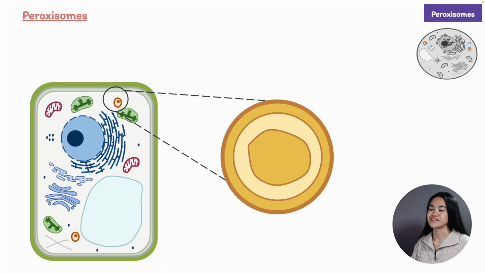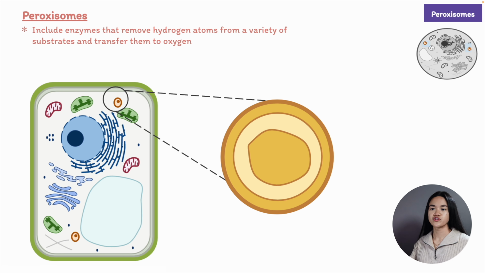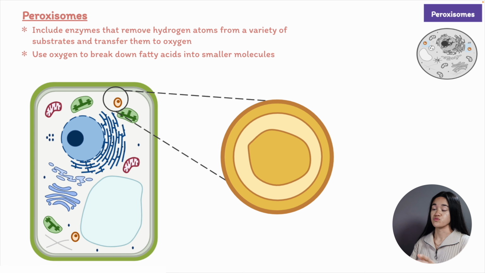The peroxisome is a highly specialized metabolic compartment with a single membrane. Peroxisomes include enzymes that remove hydrogen atoms from a variety of substrates and transfer them to oxygen, producing hydrogen peroxide as a byproduct. This is where the organelle gets its name, because it produces hydrogen peroxide. These reactions serve a variety of purposes. Some peroxisomes use oxygen to break down fatty acids into smaller molecules, which are then transferred to mitochondria and used as cellular respiration fuel.